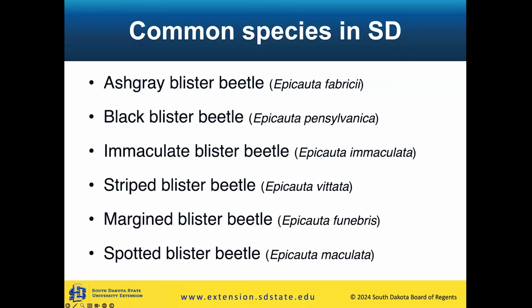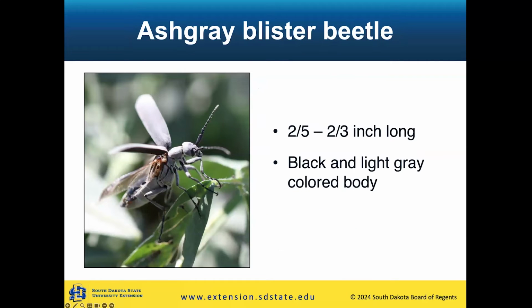We'll also have the immaculate blister beetles, the striped blister beetles, the margined blister beetle, and the spotted ones. And I'm going to go through each of these individually and show a picture so you can get an idea what they look like. So I've been showing several pictures of these ash gray blister beetles. They're going to be less than an inch long, 2/5 to 2/3 of an inch, and they're mostly light gray with some black highlights on them, as you can see in this picture.